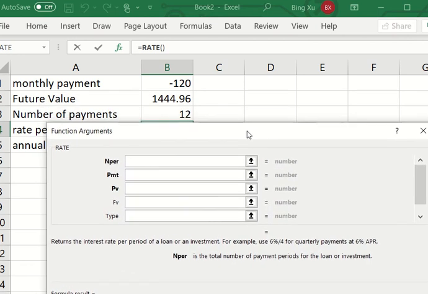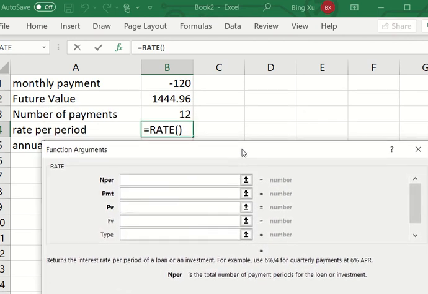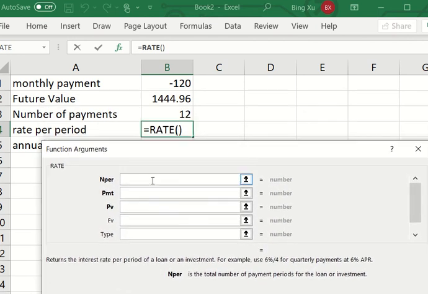Okay, so put some input. So first of all, NPER is the total number of payment periods, or total number of payments. So we already did the calculation. It's 12. It's 1 year's payment and once per month. Okay, so the monthly payment is, I'm just going to put B1 here. It says -120 over here.